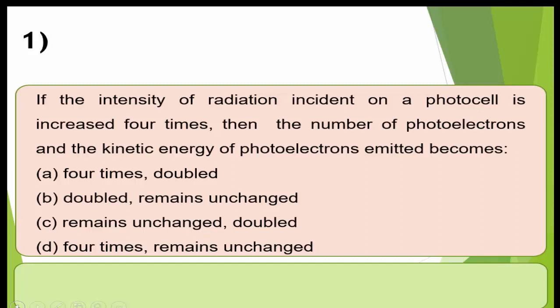if the intensity of the radiation incident on a photocell, with light of suitable frequency incident on a photosensitive material, is increased 4 times, then the number of photoelectrons and the kinetic energy of photoelectrons emitted become. Option A is 4 times and doubled, B is doubled and remains unchanged, C is remains unchanged and doubled, D is 4 times and remains unchanged.